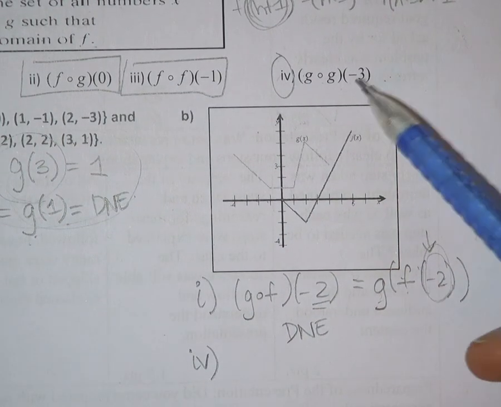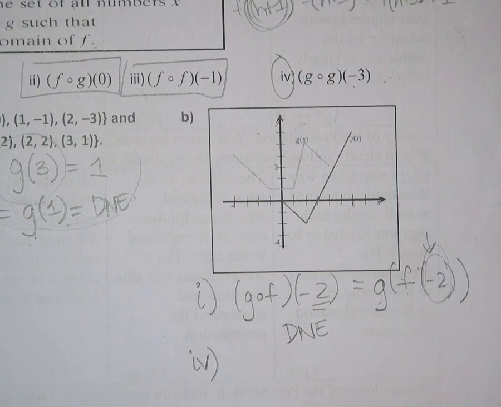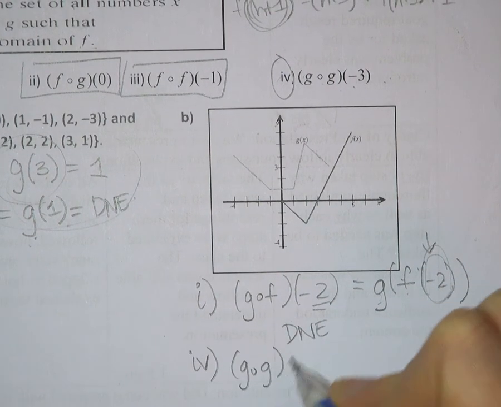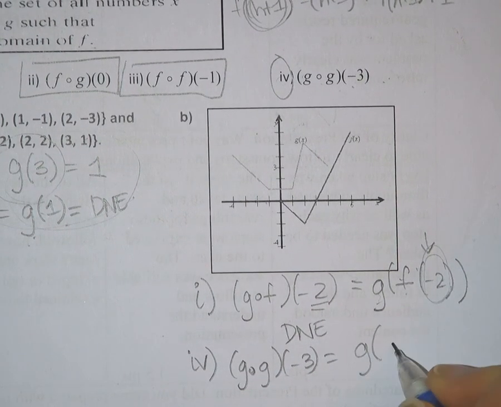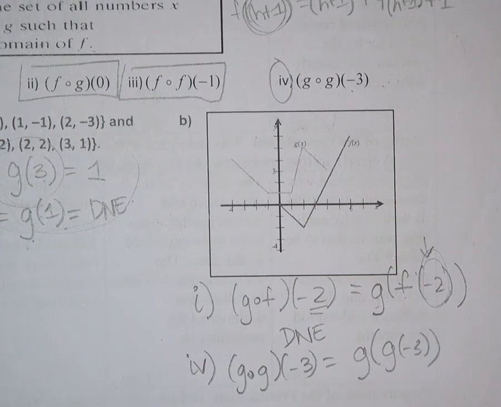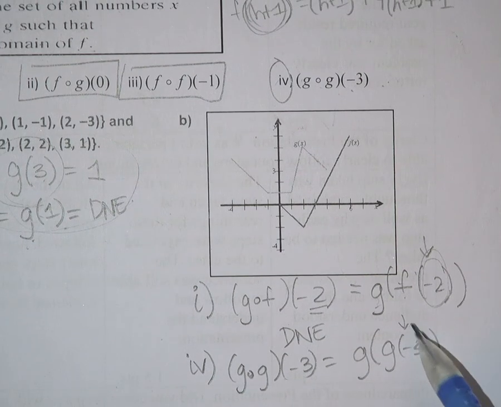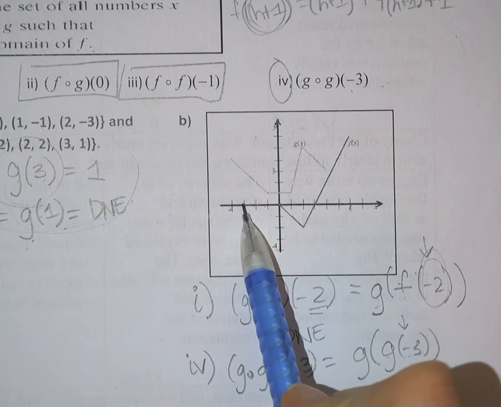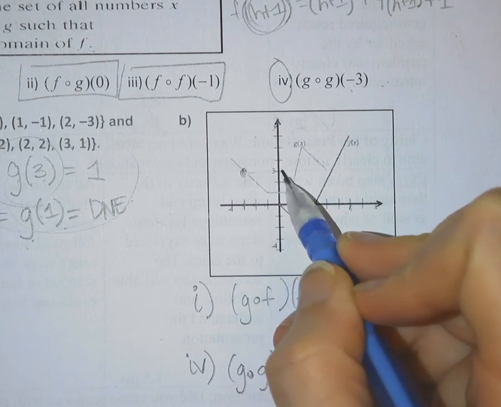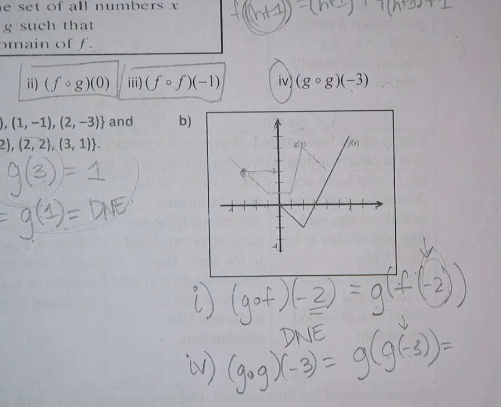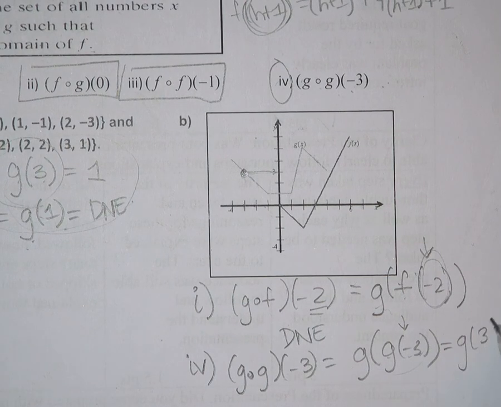Let's move on to the fourth example here. So this time, G of negative 3. We want to rewrite that. G of negative 3. So we're going to start from the inside. So G of negative 3. So I'm going to look for negative 3. And then my G value looks at negative 3. I have 3 as my value. So this is going to become G of 3 instead, as G of negative 3 is 3.